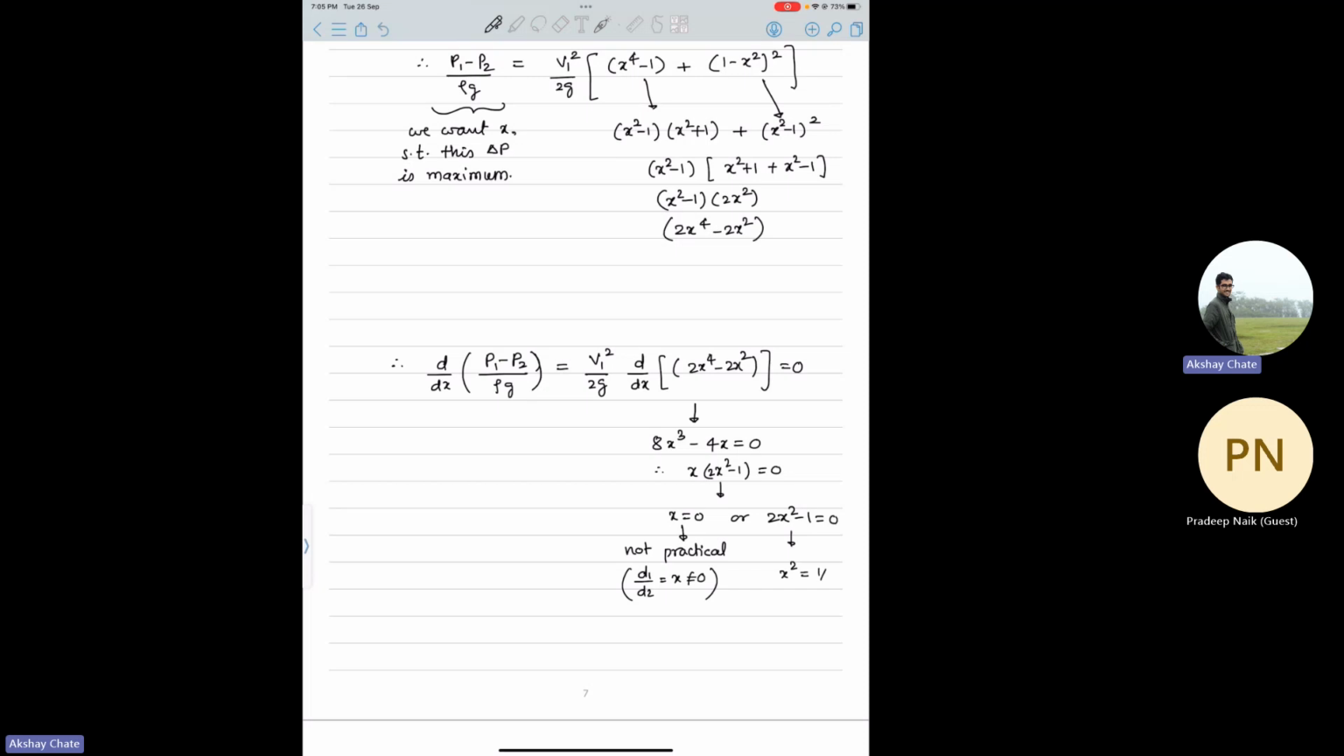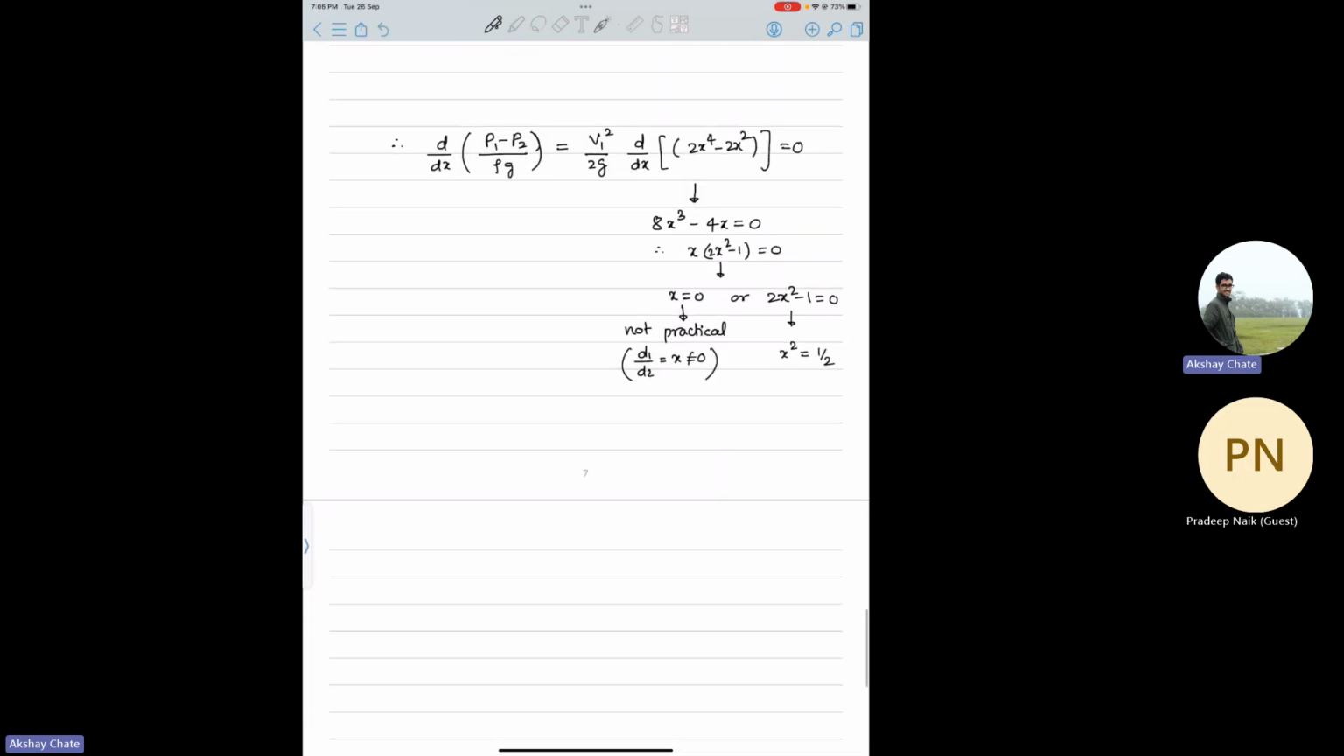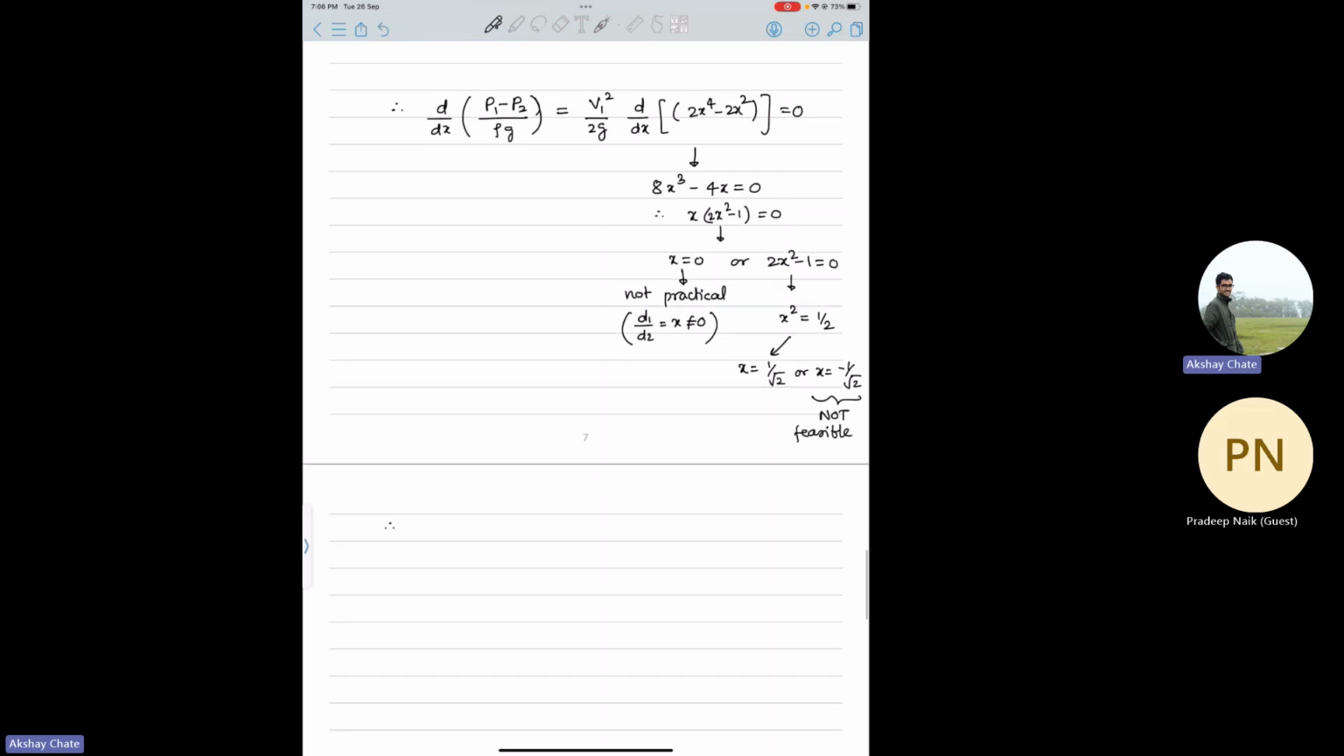So here x square is equal to 1 by 2. Now here also you have two solutions. x equal to 1 by root 2, or x equal to minus 1 by root 2. This is also not feasible because the diameter ratio cannot be negative. So therefore, we have only one solution: x equals d1 by d2 is equal to 1 by root 2. That will give you the maximum pressure drop across this pipe. So this is the main crux.